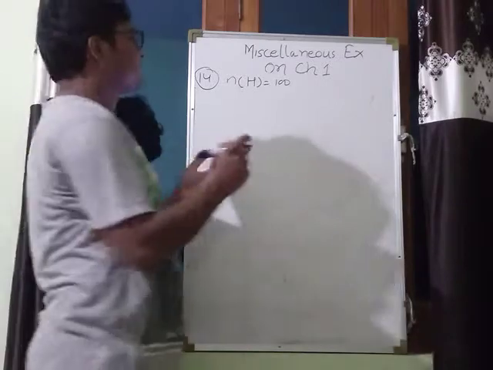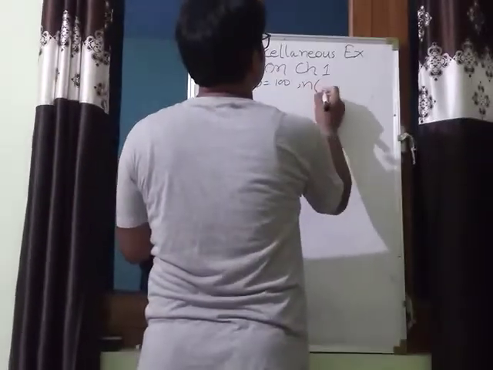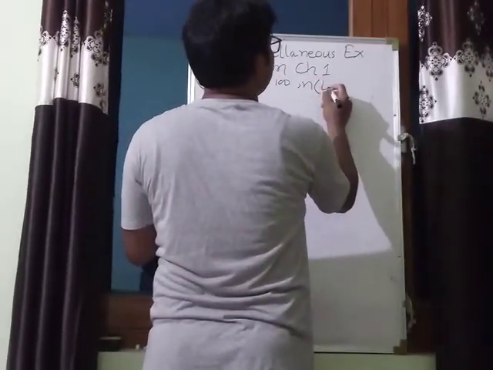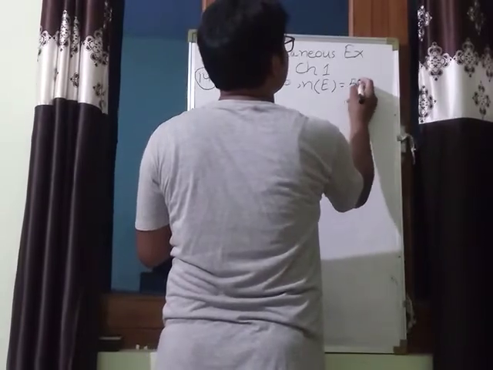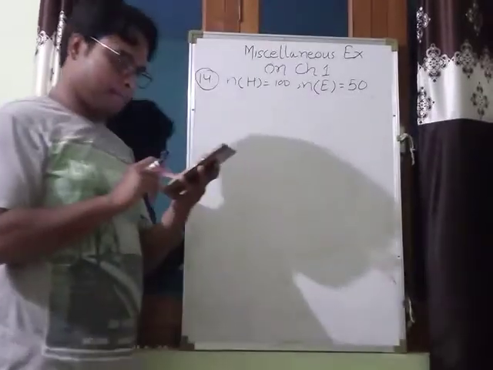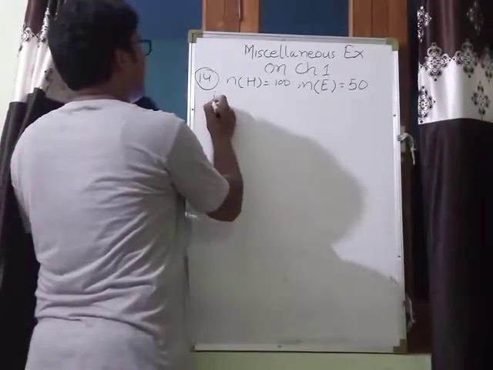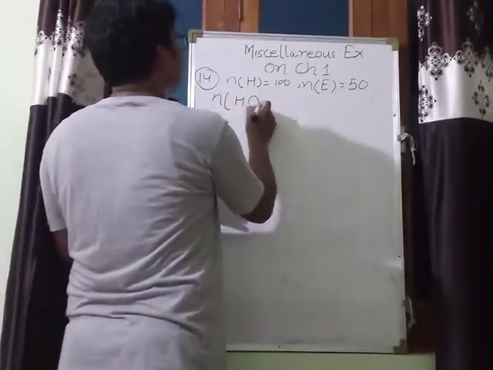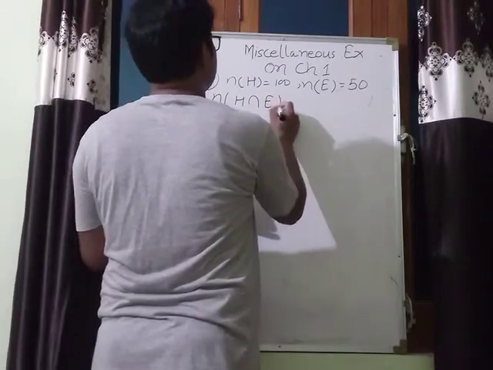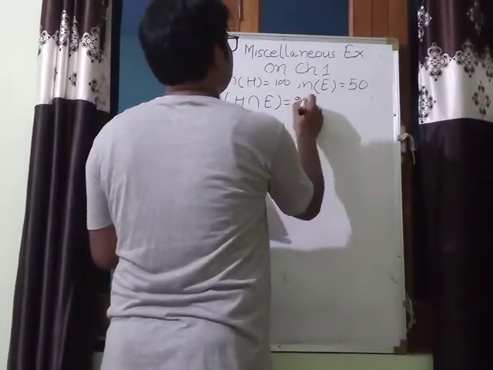50 know English, and n(E) is 50. 25 know both, and H intersection E is 25.